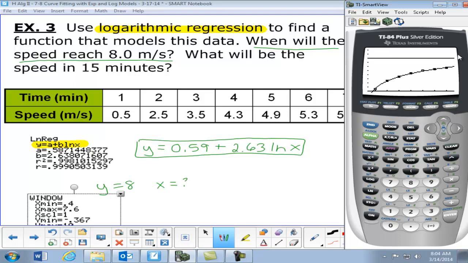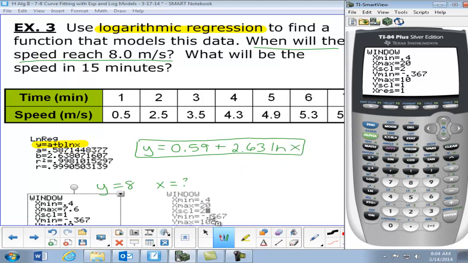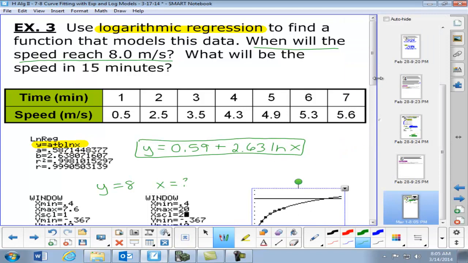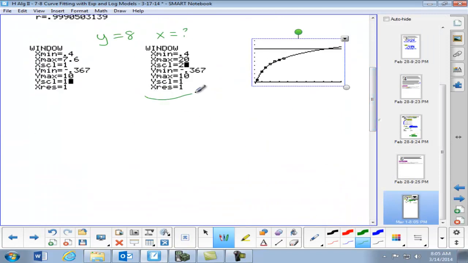And once again, we can see we're not quite getting to our x value, so we're going to change this x value. And this is just something you have to mess around with until you get those two to intersect. So I'm going to say, let's change it to 20. And I'm going to go by a scale of 2. So here is my new window. And graph. So here's the scale that I ended up using.